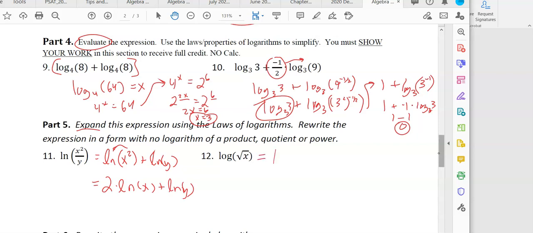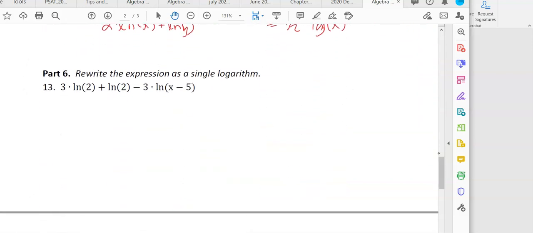First step here, and you've seen this before, hopefully, is you want to write this as x to the 1/2 power. 1/2 power is the same thing as square root. Now we can move that exponent out front. So we have 1/2 times log of x. And you're done. You're not really trying to solve this. You're trying to break up the problem so that there's no multiplication or division or exponents inside of the logarithms.